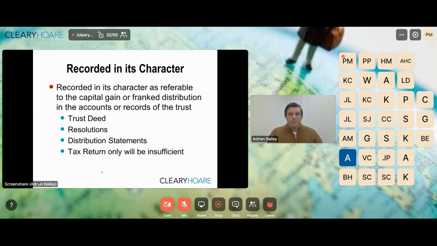One of the other requirements in order to make sure somebody is specifically entitled and we can stream amounts is that it's recorded in its character. So again, turning to the legislation, it says it's referable to the capital gain or franked distribution in the accounts or records of the trust. And the evidence of that recording will be in the trust deed, resolutions, distribution statements. If we just have it in the tax return only, that's not going to be sufficient. So hence coming back to making sure that our resolutions, where we're wanting to stream capital gains or franked dividends, are up to scratch in relation to our records.